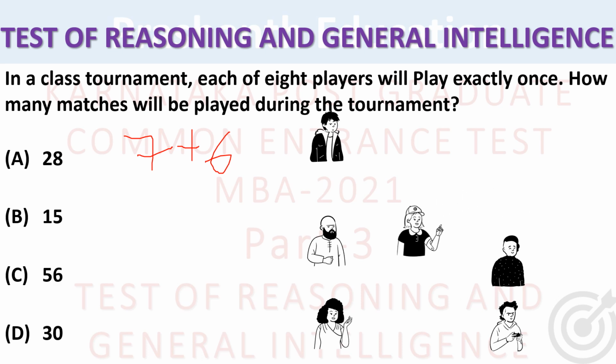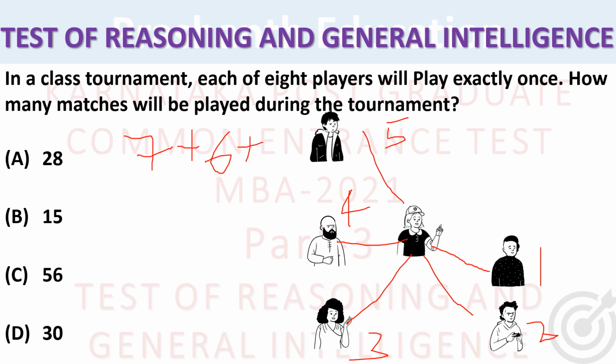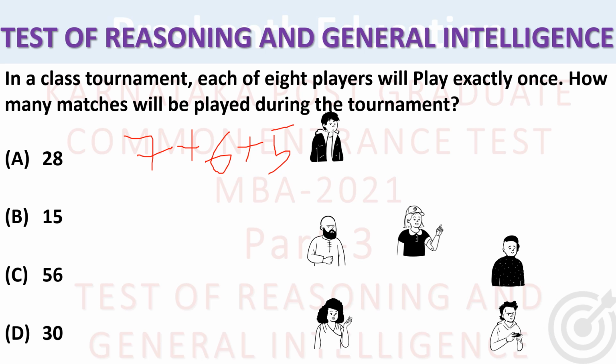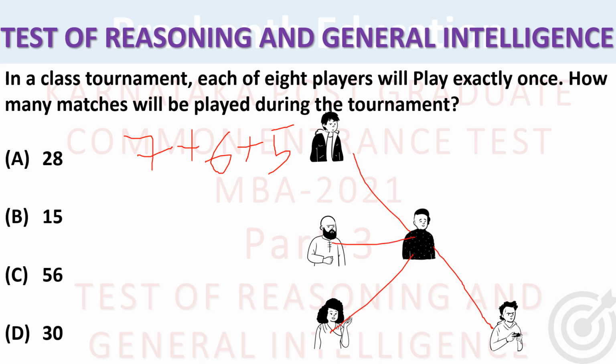So this player is there, so she will play with 1, 2, 3, 4 and this is 5, so plus 5. Now this player will go off and again we will get a new player here. So this player gone, this player will be coming and he will play 1, 2, 3, 4, so plus 4.